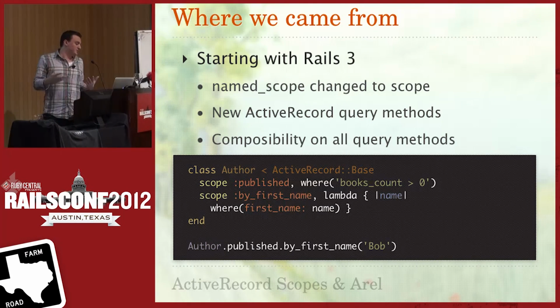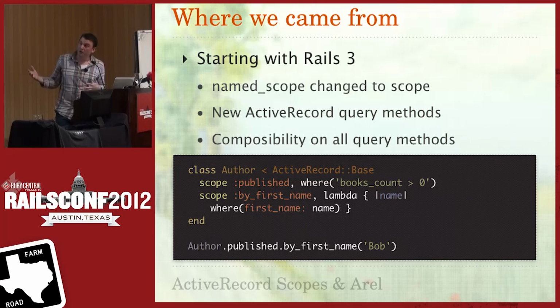So here's a couple, well, same examples from before, just using the Rails 3 way of doing things. So again, name scope is now just called scope. You still say the same thing, published, but now it's where the books count is greater than 0. And then by first name, again, we're using a lambda because we want to take in an argument.